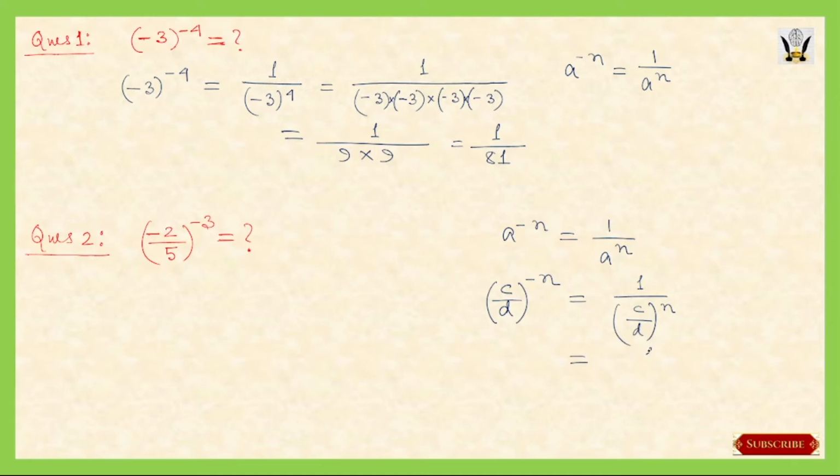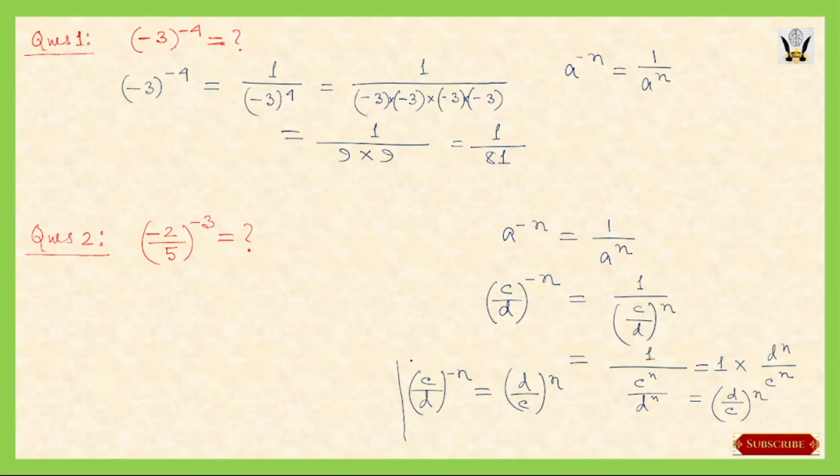Now this can be written as 1 divided by c to the power n over d to the power n. So when we are dividing 1 by this rational number, we will basically multiply by the multiplicative inverse of the rational number which we have in the denominator. So finally it can be written as d divided by c to the power n. So the important property we can see here is that c by d to the power minus n can be expressed as d divided by c to the power n. This is one important property that we can frequently use to simplify our job.